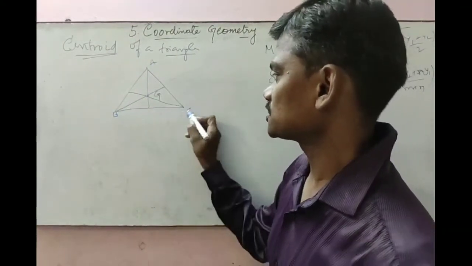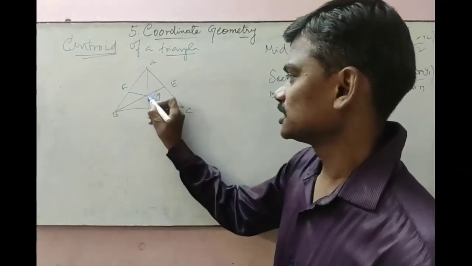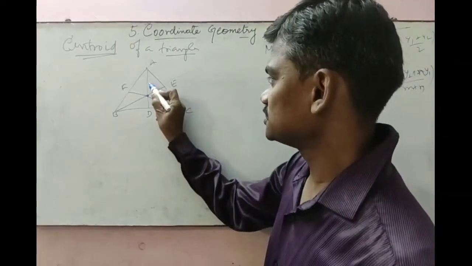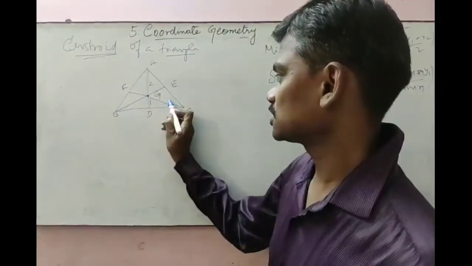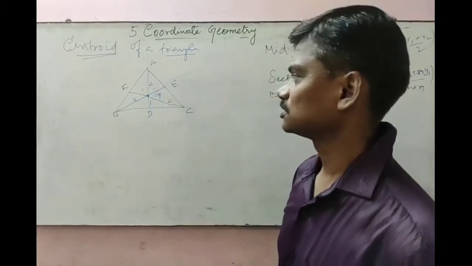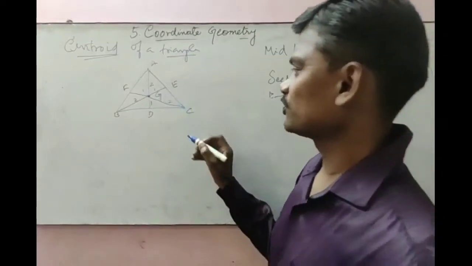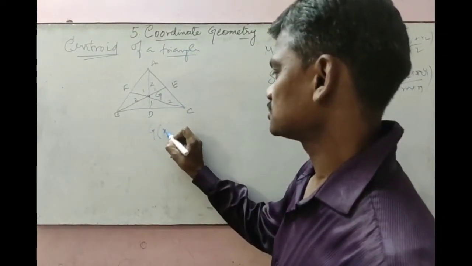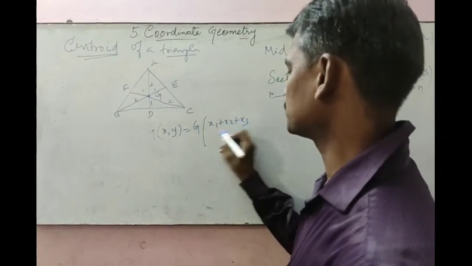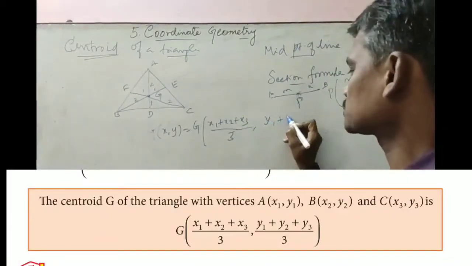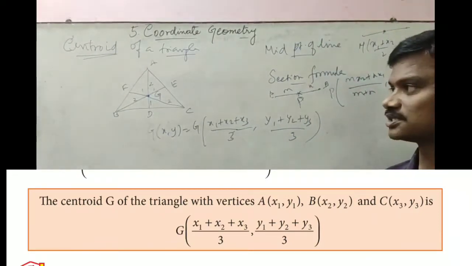A, B, C are the vertices. AD, BE and CF are called the medians, and G is called the centroid. The centroid G divides the median in the ratio 2:1. Here also 2:1. Here also 2:1. So how will you find this G? For that the formula is G of (x, y) is equal to G of (x1 plus x2 plus x3) by 3 comma (y1 plus y2 plus y3) by 3. This is the formula to find the centroid.